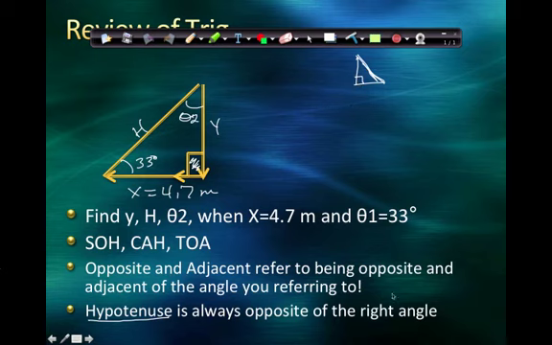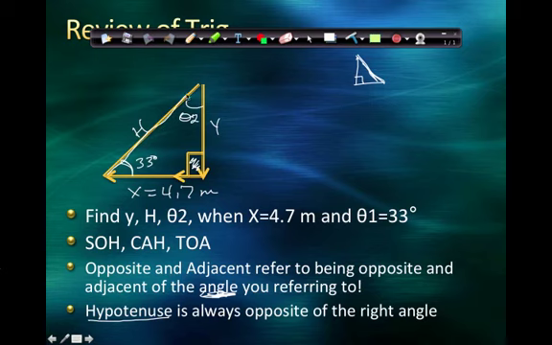Opposite and adjacent refer to being opposite and adjacent to the angle that you're referring to. So it really depends on what angle you're looking at. When I'm looking at this angle right here, the 33, the hypotenuse will always be the same, so this is always going to be the hypotenuse right here.